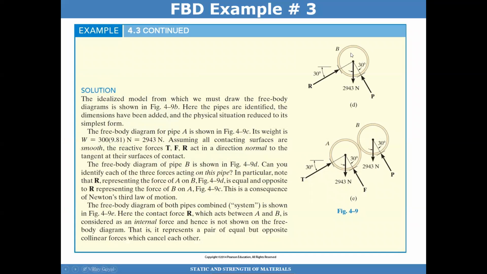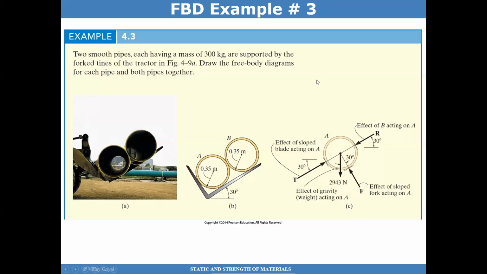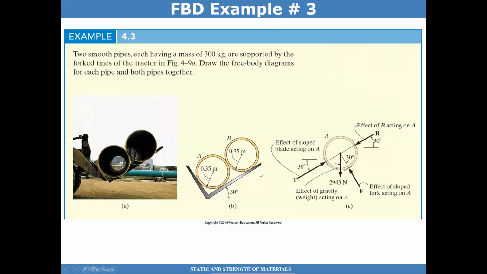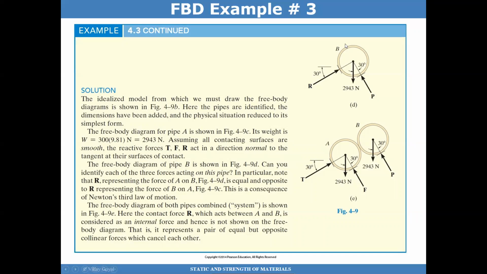For pipe B, it's a little bit simpler. I have the weight, which is the same as the weight for pipe A, but now this reaction R is the same reaction R that's acting on pipe B, but in the opposite direction. So I should include that in this diagram. And then I have the force from the normal contact to the fork at this point here where pipe B comes into contact with the fork. So now that's my free body diagram for pipe B.